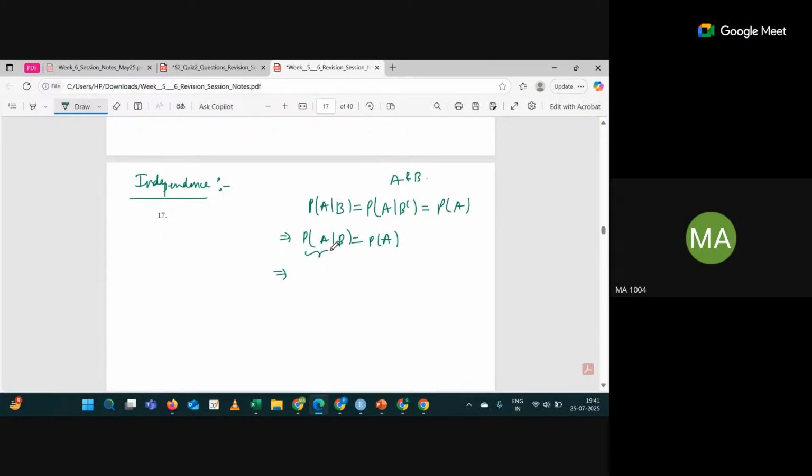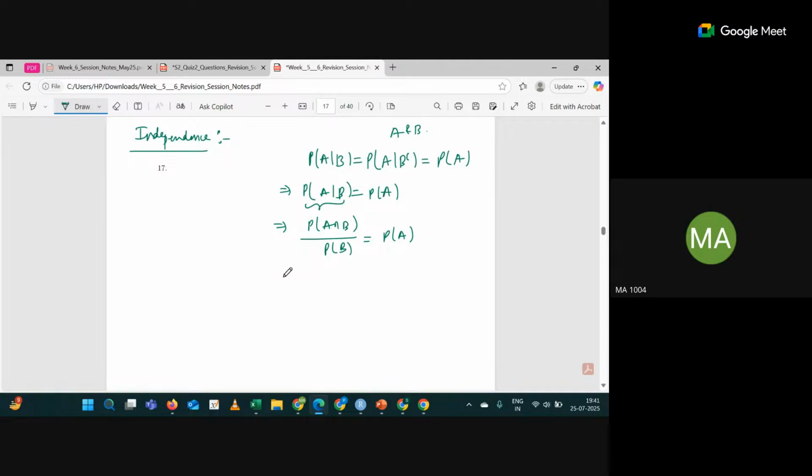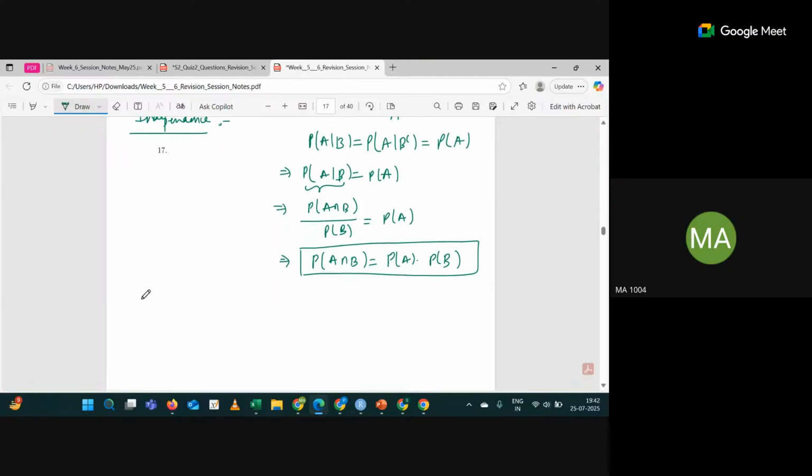And you know the conditional probability formula. I can write this as probability of A intersection B divided by probability of B equal to probability of A. And from here I can say probability of A intersection B is nothing but probability of A into probability of B. So the intersection of two events is equal to the product of their marginal probabilities.